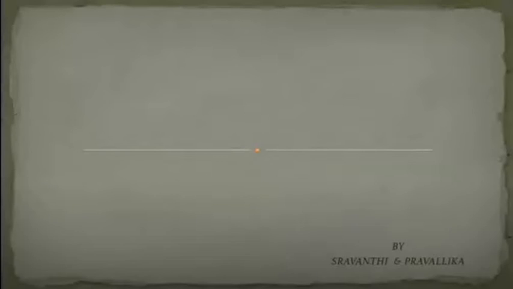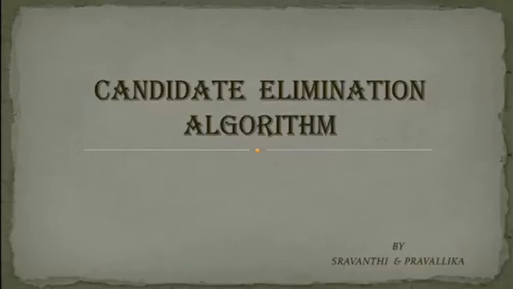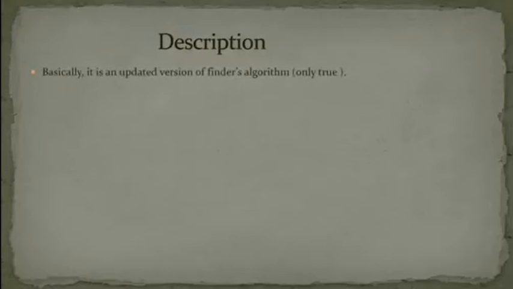Hey guys, today we are going to discuss the candidate elimination algorithm. Before we get into it, we have to know the drawbacks of Find-S algorithm. In Find-S algorithm, we consider only positive samples, so it is difficult to handle the negative samples. Here, the candidate elimination algorithm came into existence, so we can also call it the updated version of Find-S algorithm.